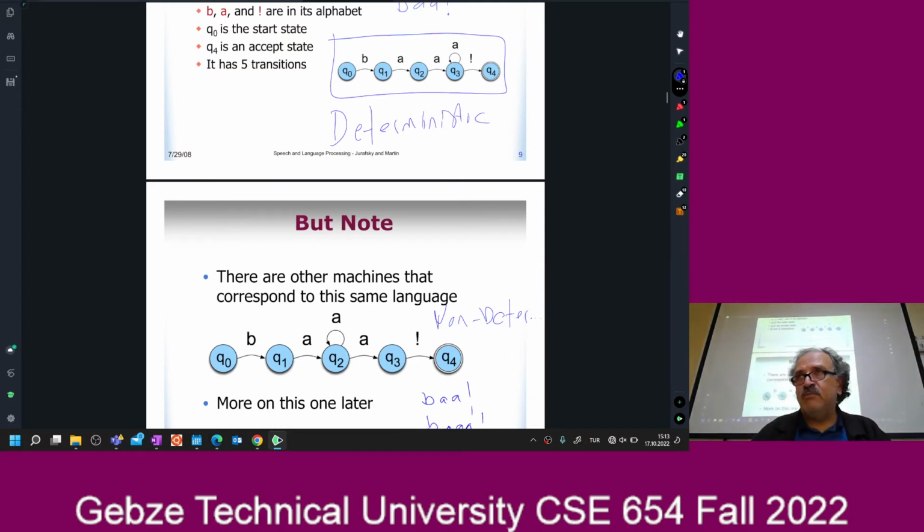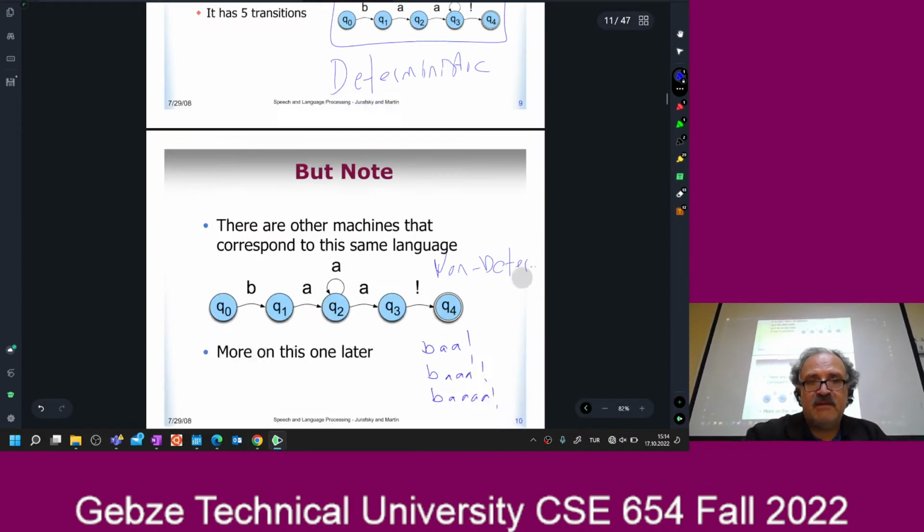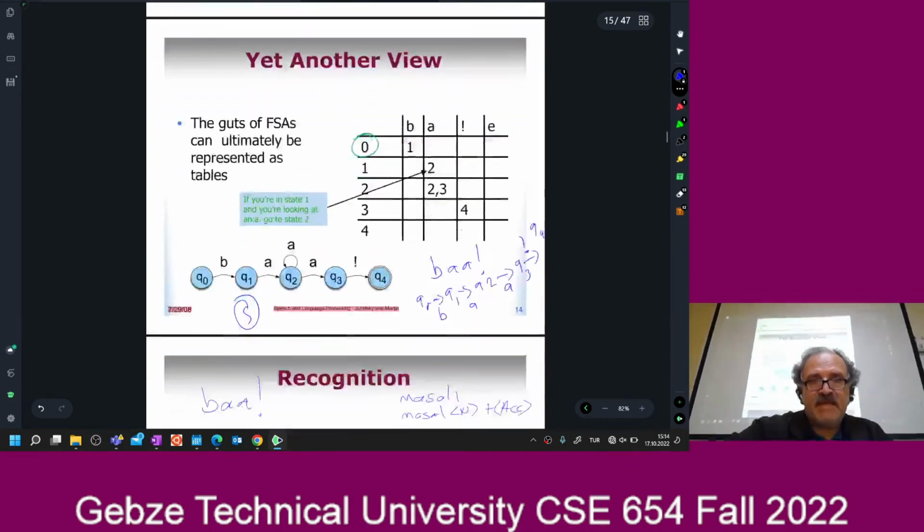It doesn't have to be the same size. The number of states is usually exponentially larger, but there is a corresponding deterministic one, and there is an algorithm to find it. So this is not more powerful than this one. That's the important thing.